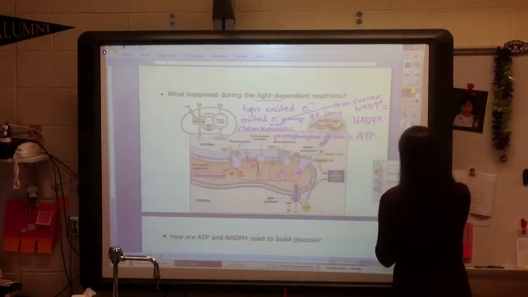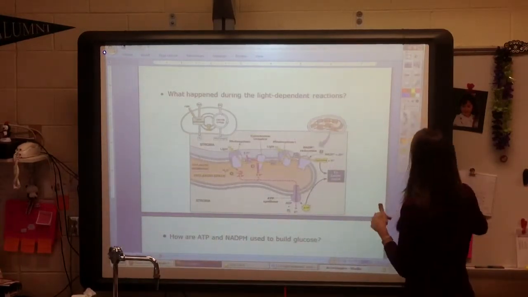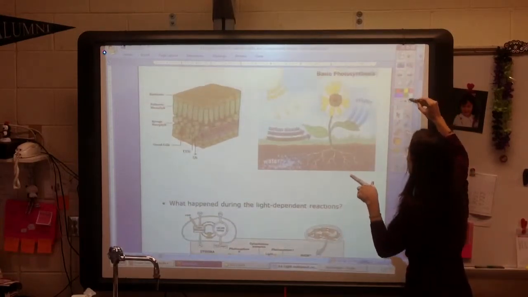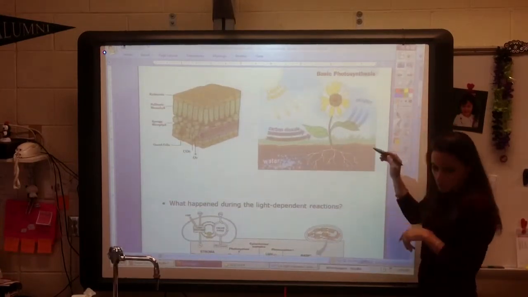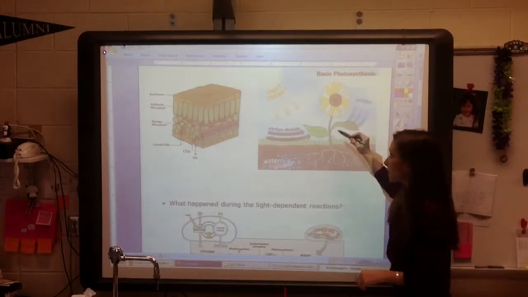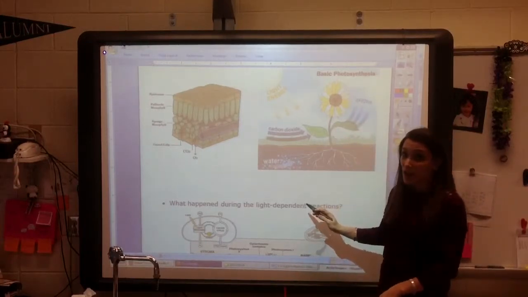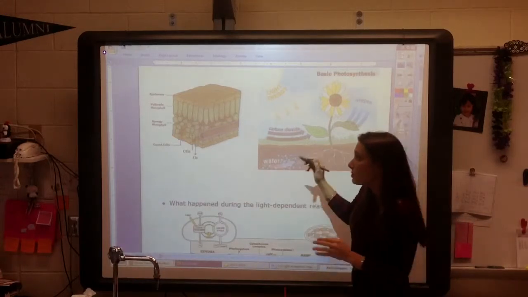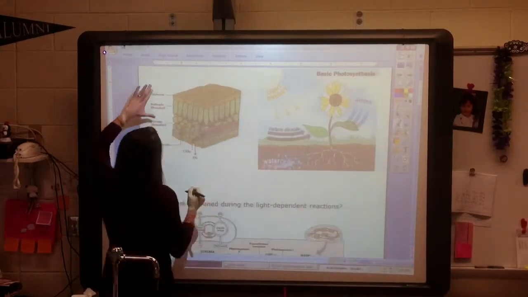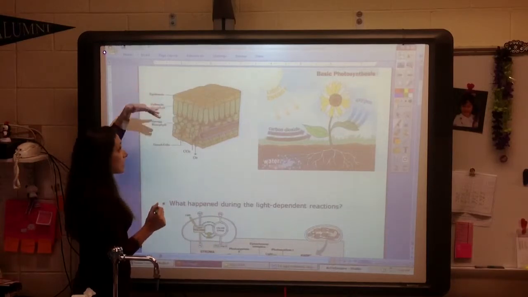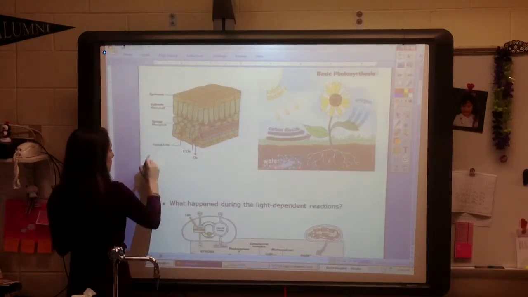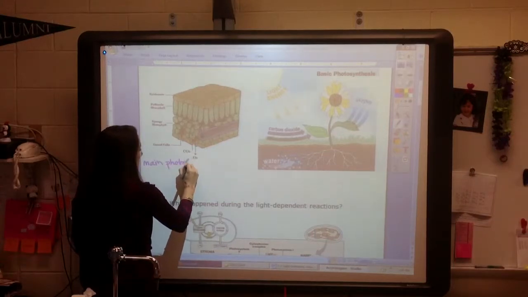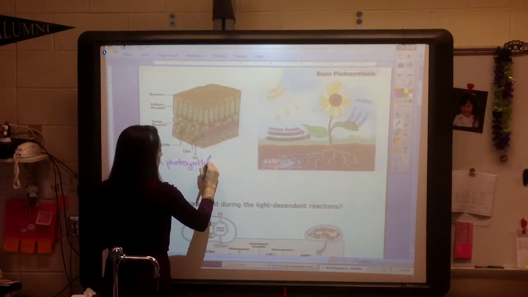But we really also want to know overall where in the plant this is happening. So we go back to this picture here, and we remind ourselves that in a plant, the light-dependent reactions can only occur where there is light. So the main photosynthetic place of the plant is actually going to be the leaf.